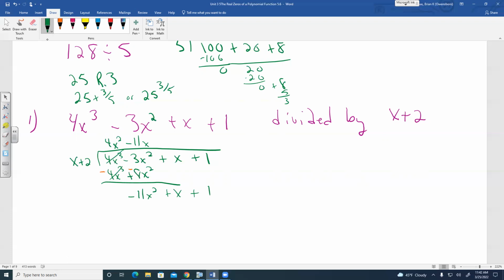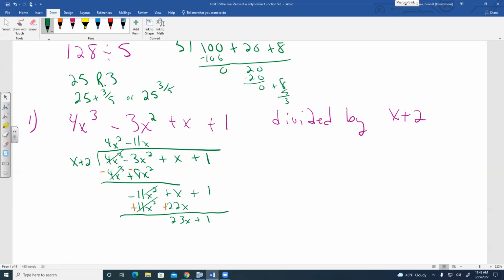So I'm going to multiply this negative 11x to my divisor. That's going to be negative 11x squared, and negative 11x times 2 would be negative 22x. But instead of subtracting, we change the signs and add. So the negative 11x squared and the 11x squared zero out. I have 23x plus 1. So the 1 slides down.